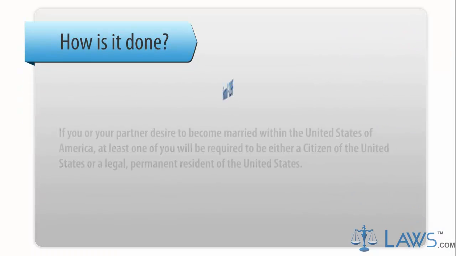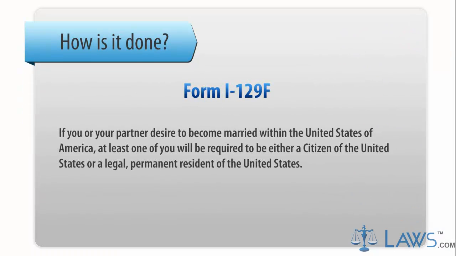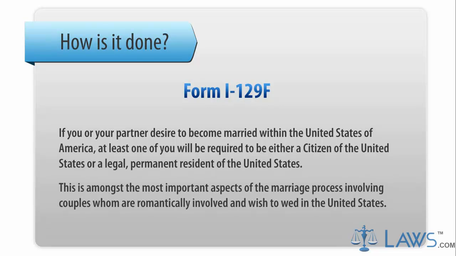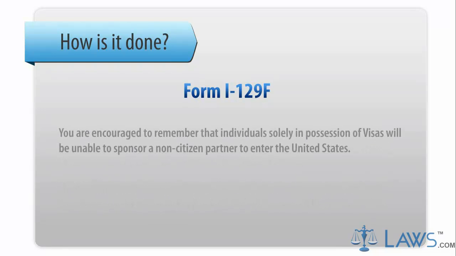If you or your partner desire to become married within the United States of America, at least one of you will be required to either be a citizen of the United States or a legal permanent resident of the United States. This is amongst the most important aspects of the marriage process involving couples who are romantically involved and wish to wed in the United States. You are encouraged to remember that individuals solely in possession of visas will be unable to sponsor a non-citizen partner to enter the United States.